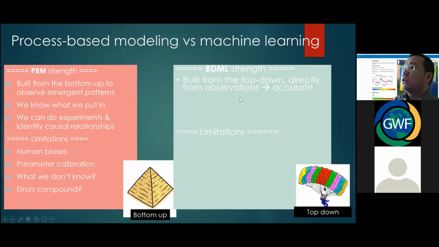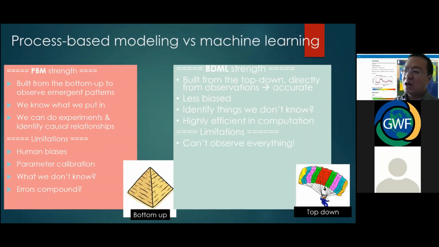For big data machine learning, it's built from the top down, so it always tends to be more accurate. It's almost always the case. It's really hard to fight against it. It's less biased because it doesn't have ego, right? It could identify things that we don't know, that there's an opportunity, and it's highly, highly efficient in computation.